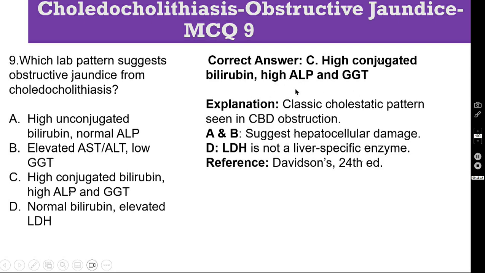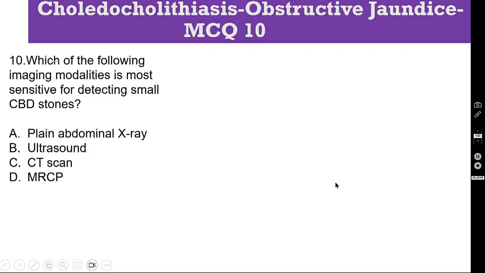Okay, explanation. The classic cholestatic pattern seen in CBD obstruction is high conjugated bilirubin, high ALP and GGT. Both ALP and GGT should be raised. Otherwise, if ALP alone is elevated, it could be some other cause. D is also incorrect. LDH is not a liver-specific enzyme. It is unrelated. Reference Davidson's 24th edition.